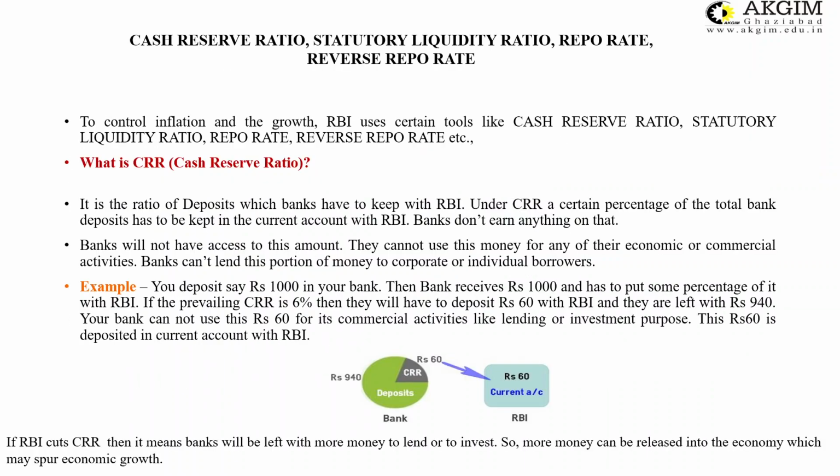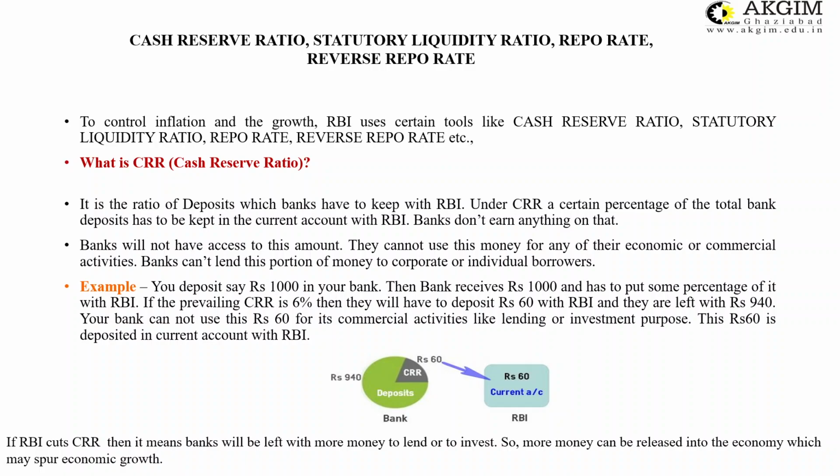The first important instrument is called the cash reserve ratio. To control inflation and the growth in the economy, RBI uses various tools, and out of all the tools, one of the important tools is the cash reserve ratio. Let us discuss what is called cash reserve ratio. It is the ratio of deposits which banks have to keep with the RBI. Like for CRR, there is a certain percentage of the total bank deposit that the bank is required to keep in the current account with the RBI.